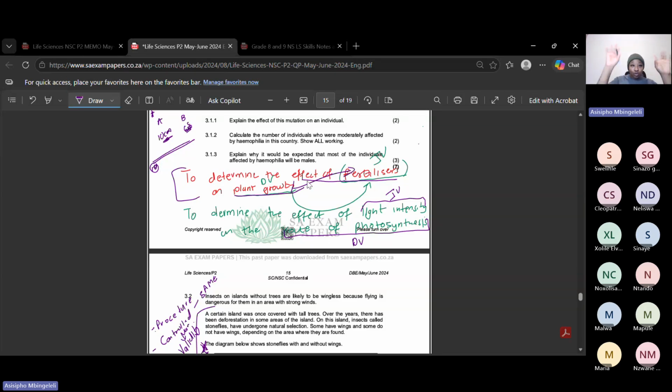So if you're going to conclude and say plant A grew taller than plant B, that's not a conclusion. You are telling us about the results. Or plant B did not grow taller than plant A. That is not your conclusion. You conclude by answering basically what has happened in the investigation in relation to the aim.